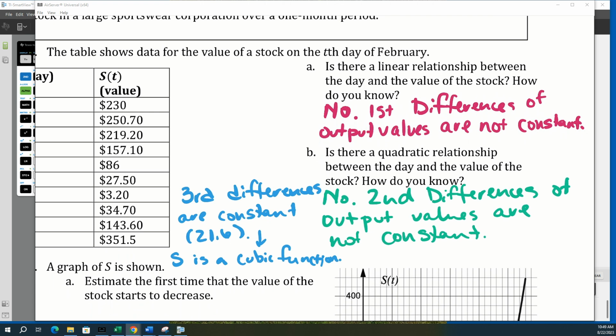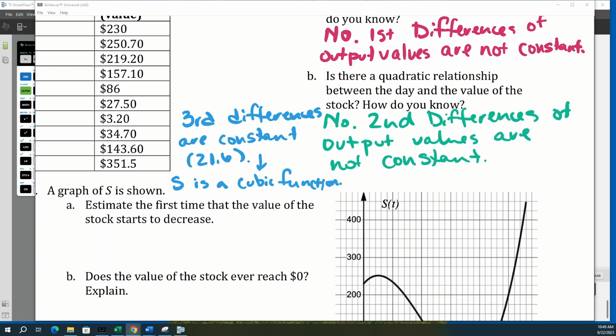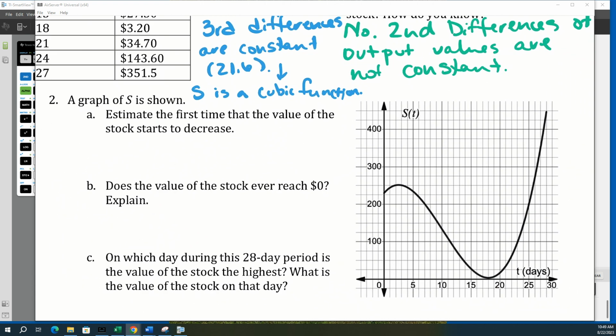Okay, and then we still have this S function about the stocks, but we have a graph this time. And so we're going to estimate the first time the value starts to decrease. What would you guys say? Between what 2 days does it look like? I thought it looked like between 2 and 3, but it's not a big deal. It's at this point right there.